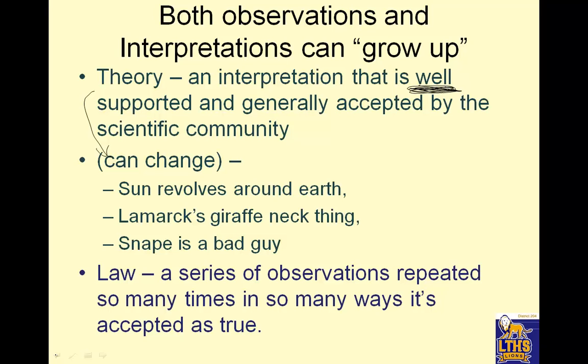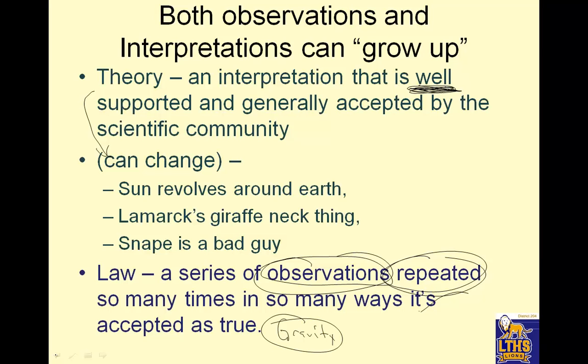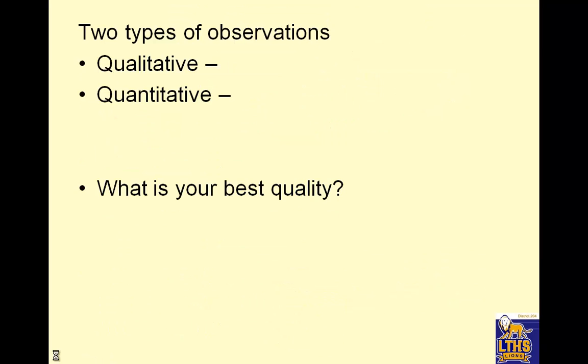A law is a series of observations repeated so many times in so many ways it's accepted as true. So like the law of gravity, it's just an observation. You don't explain it. Oh, look, I have a remote control. Oh, it fell down. Here's my pen. Oh, it fell down. Oh, look, things fall down. That's the law of gravity. It's just an observation. Why does it happen? I don't know.